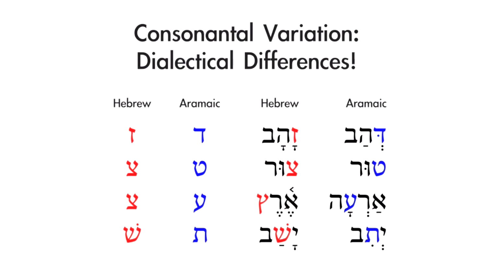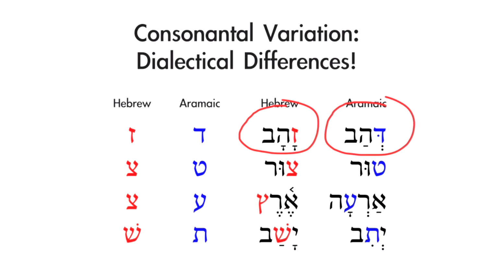Hebrew has three consonants, the zayin, the sade, and the shin, that may be represented in four different ways in Aramaic. The Hebrew zayin may be represented by the Aramaic dalet. Look at the examples with me. Here you'll see the Hebrew word for gold, zahav. To the right of it in the Aramaic column, you'll see the same word in Aramaic for gold, but it's not spelled with zayin, it's spelled with dalet, dahav.